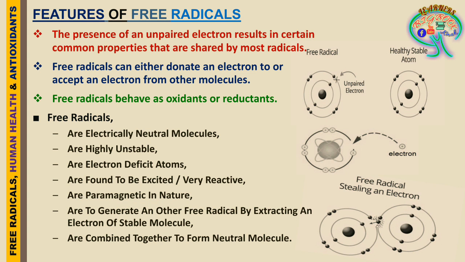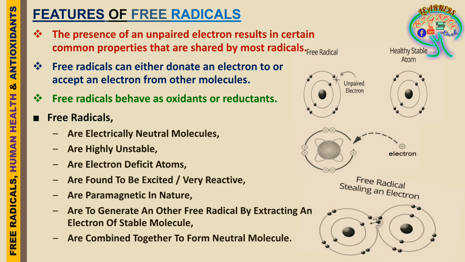So here what will happen, the stable form of the biomolecular structure now has an element or molecule or atom which is the free radical. So this is how it is generating the free radical in place of it.